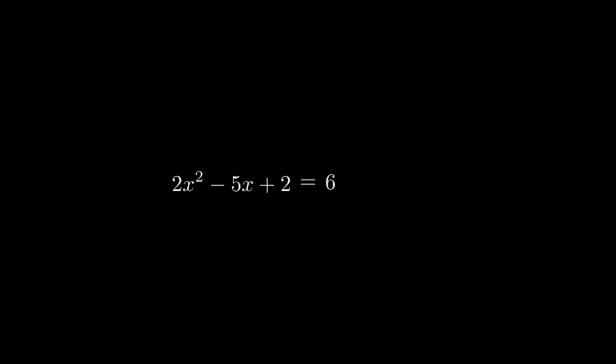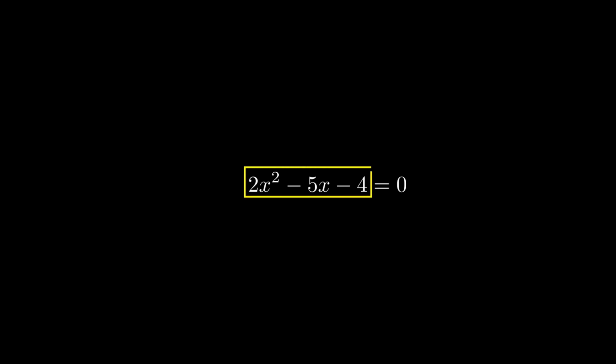But first, you need to make sure in your quadratic equation that your quadratic expression is equal to 0. We can simply do that here by subtracting 6 on both sides, which will result in 2x squared minus 5x minus 4 is equal to 0. Now comes the factoring part. We factor only the quadratic expression.